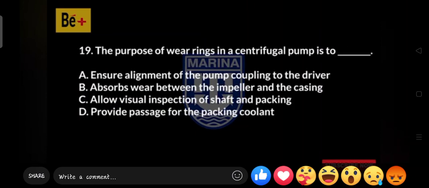The purpose of wear rings in a centrifugal pump is to A. Ensure alignment of the pump coupling to the driver. B. Absorbs wear between the impeller and the casing. C. Allow visual inspection of shaft and packing. D. Provide passage for the packing coolant. The answer is B. Absorbs wear between the impeller and the casing.